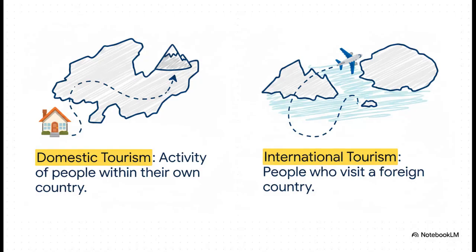Okay, so alongside why we travel, we also have to look at the movement of travel itself. On one hand, we have domestic tourism, which is basically people moving around within their own country. On the other hand, there's international tourism, which is people visiting a foreign country. Simple enough, right? But here's the kicker. While domestic travel is obviously massive, the exact moment a traveler crosses a border and becomes an international tourist, the need for clear, accurate, cross-cultural communication just escalates instantly.